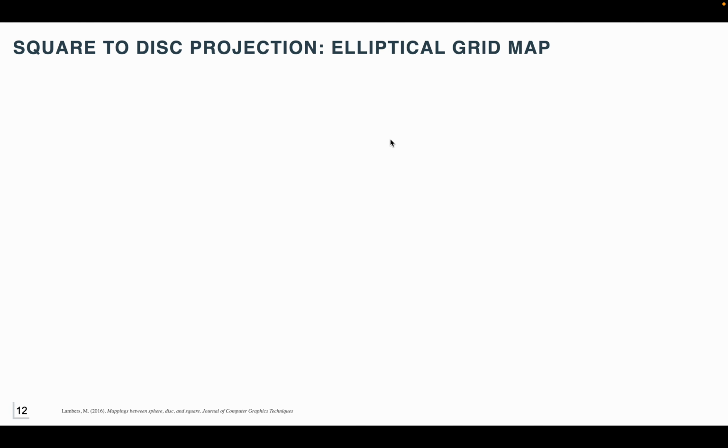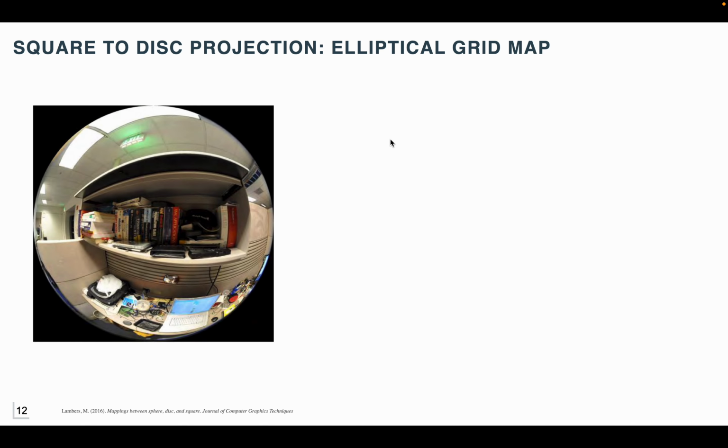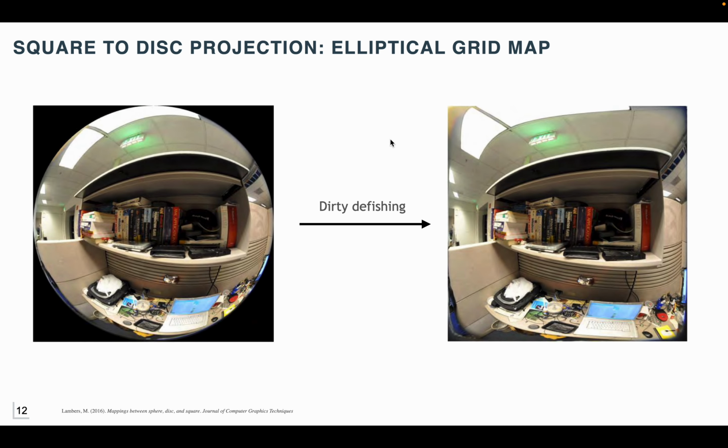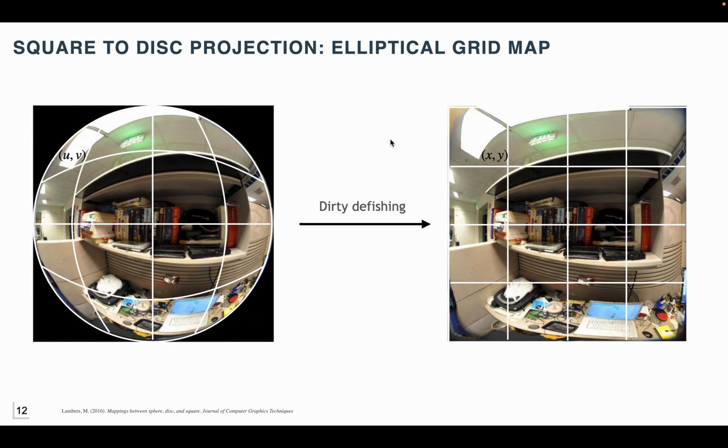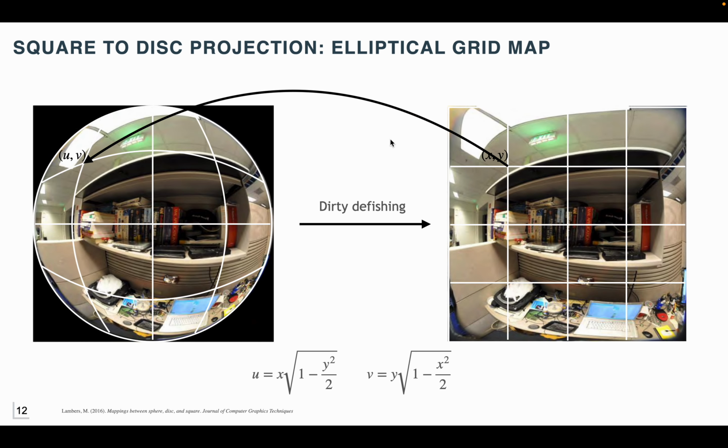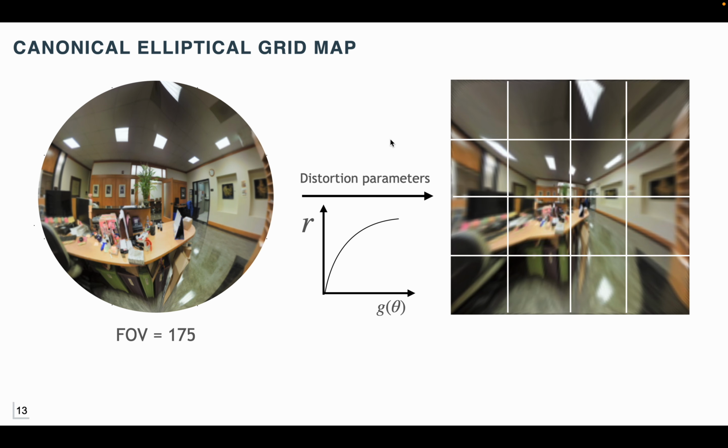We propose to use elliptical grid mapping, a technique widely used in computer graphic literature, also by photographers, to defish their images, where they take an input point on the image and map it back to the wide-angle image using this equation. But this is not canonical. To make this canonical, we use the distortion parameter in the form of a curve between the radius of projection and an incident angle theta.